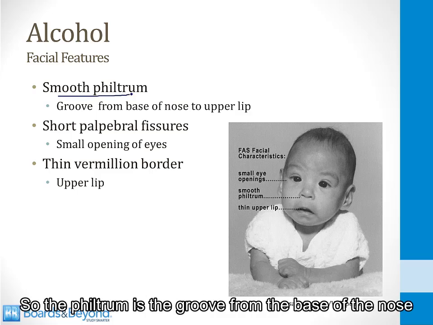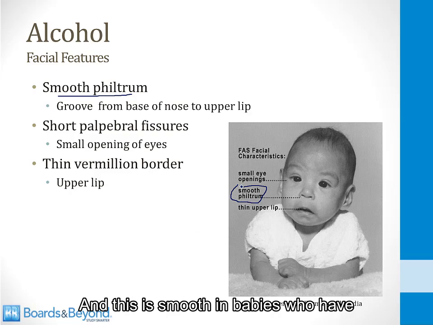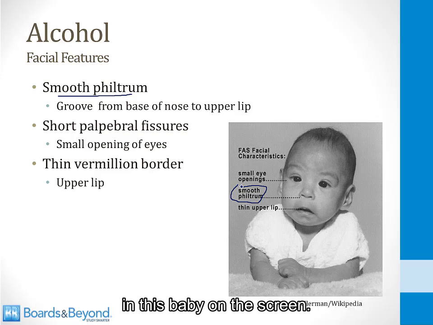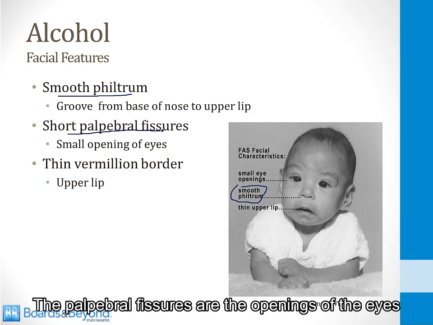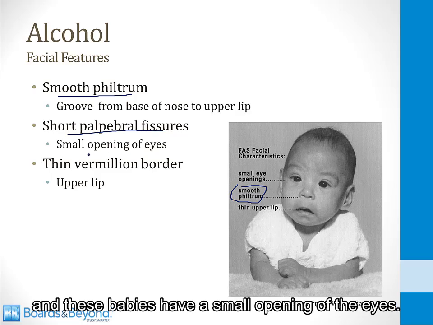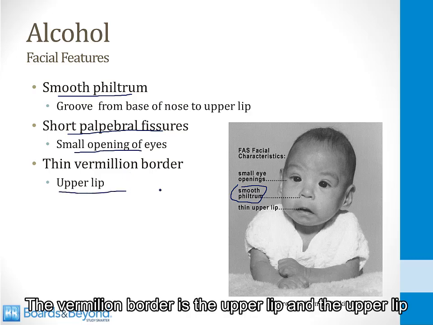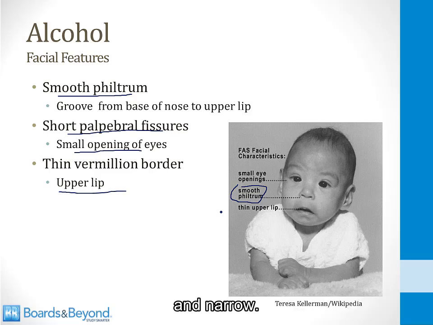The philtrum is the groove from the base of the nose to the upper lip, shown here in the picture, and this is smooth in babies who have fetal alcohol syndrome. Notice that it looks like there almost isn't a philtrum in this baby on the screen. In addition, these babies have short palpebral fissures. The palpebral fissures are the openings of the eyes, and these babies have a small opening of the eyes. And then finally, there's a thin vermilion border. The vermilion border is the upper lip, and the upper lip in this baby on the screen you can see is very thin and narrow.